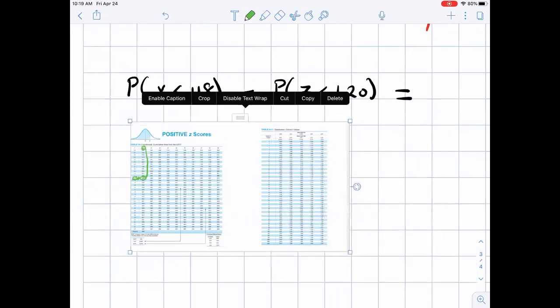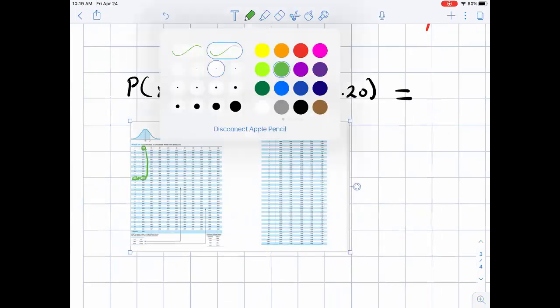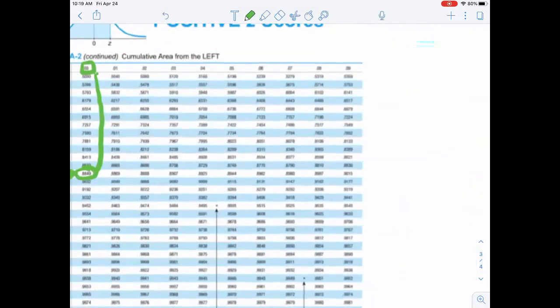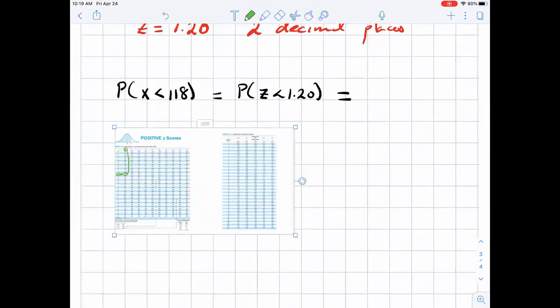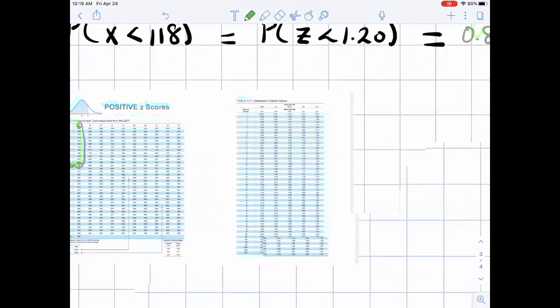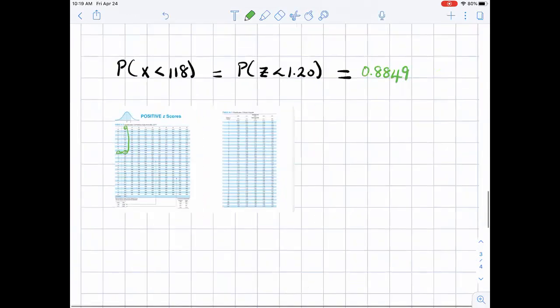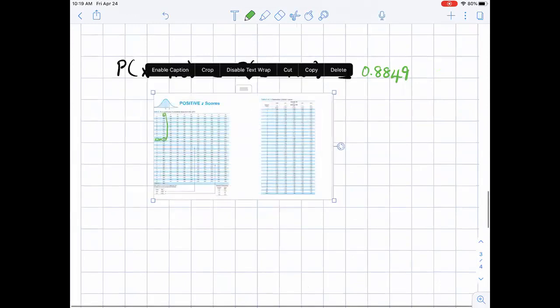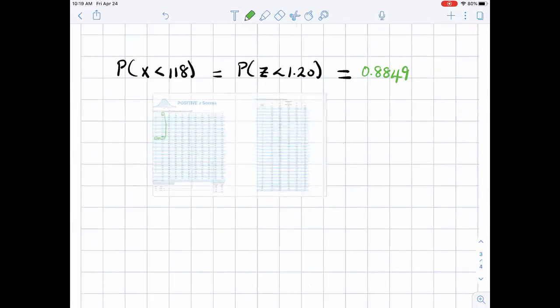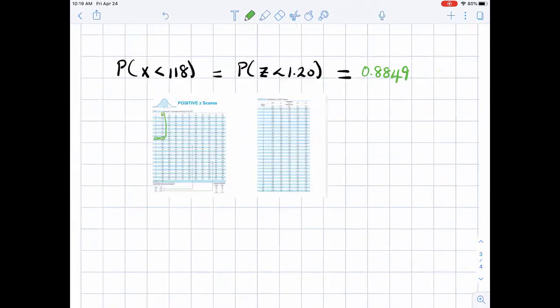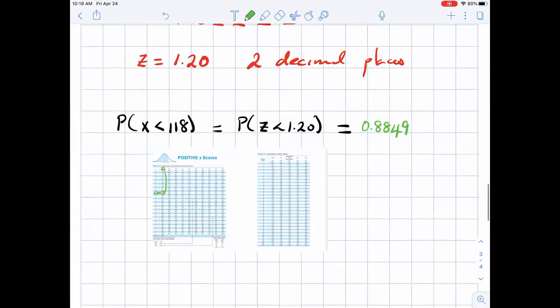So the probability here is, what did we say? 0.8849. So I'm going to leave this picture here so at least we can see it back and forth. Okay, so that's how you convert from a non-standard to a standard.